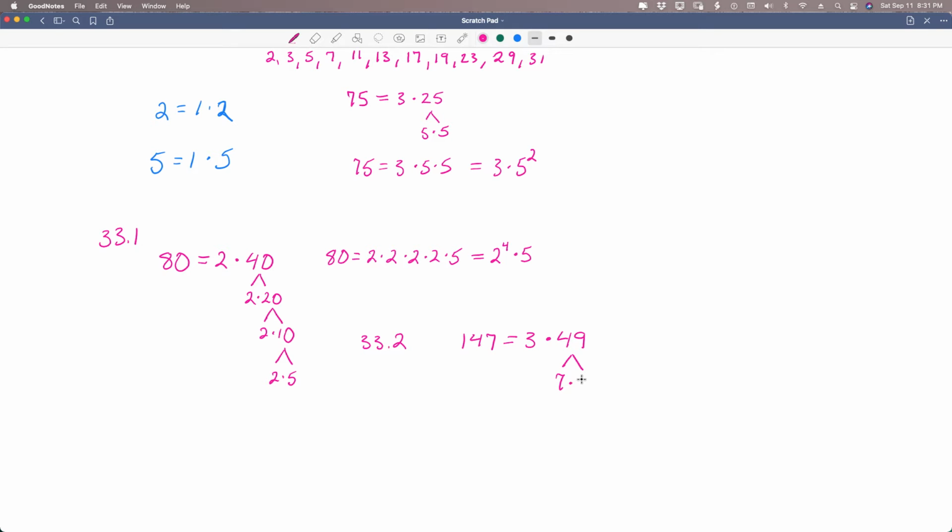7 times 7. 7 and 7 are both prime. So that's as far as we can go. So 147, the prime factorization is 3 times 7 times 7, or we can write that as 3 times 7 squared because we only have 2 7s here. All right? All right, easy peasy. So let's move on to word problems with unequal quantities.